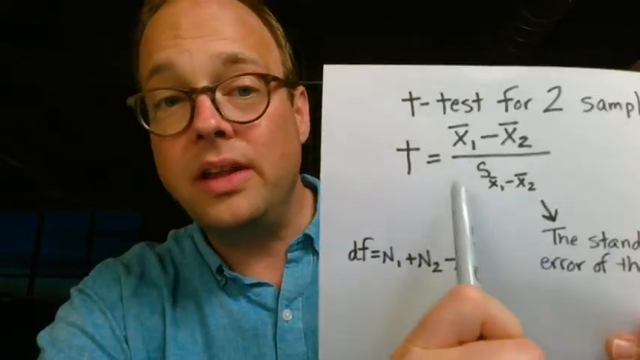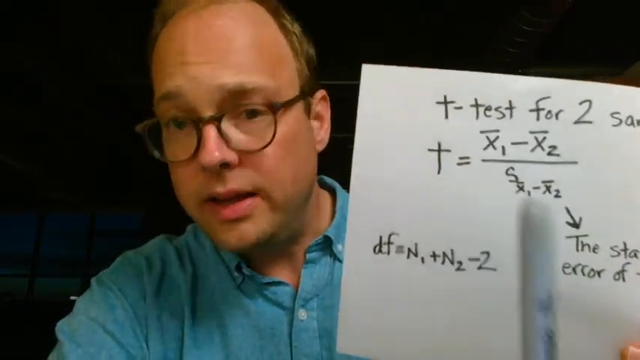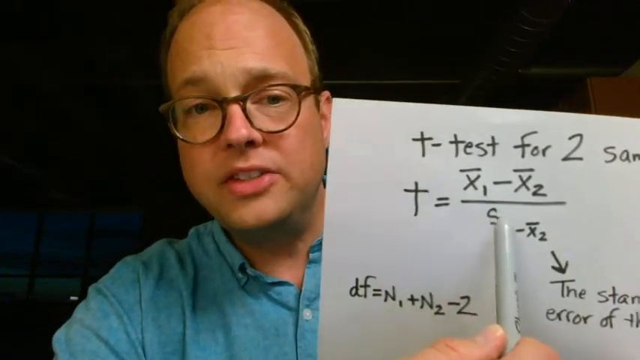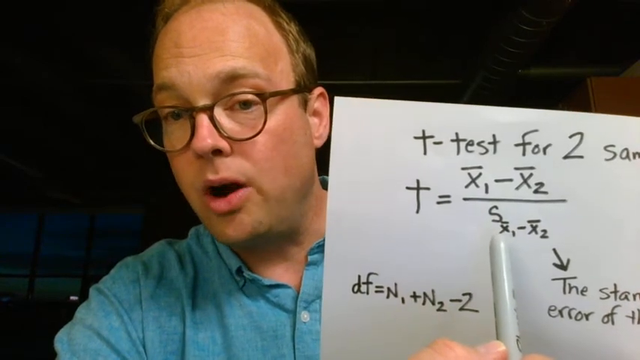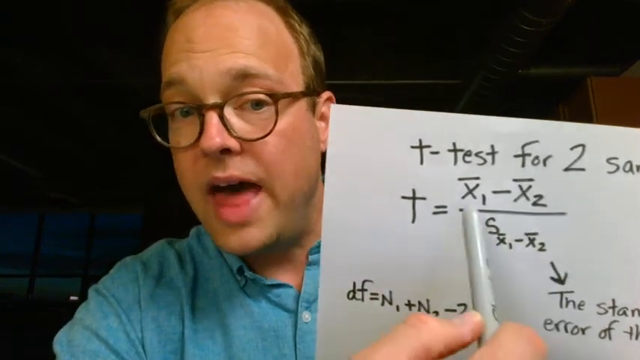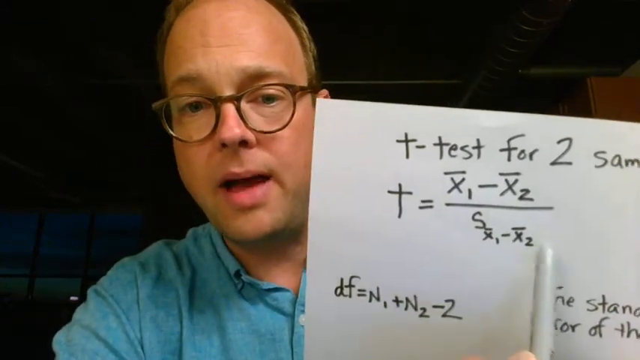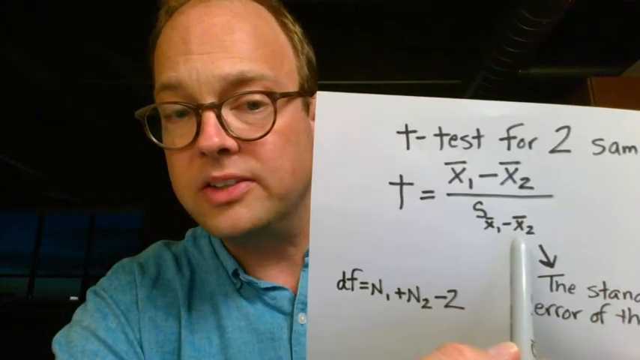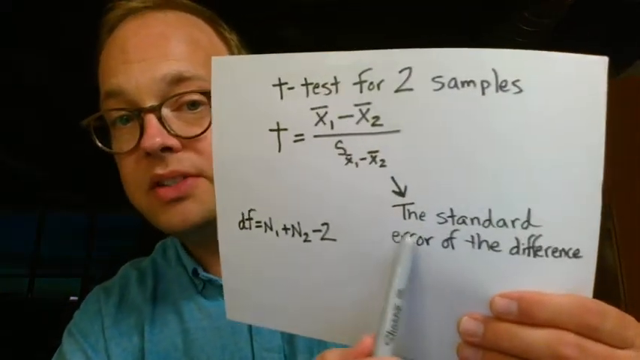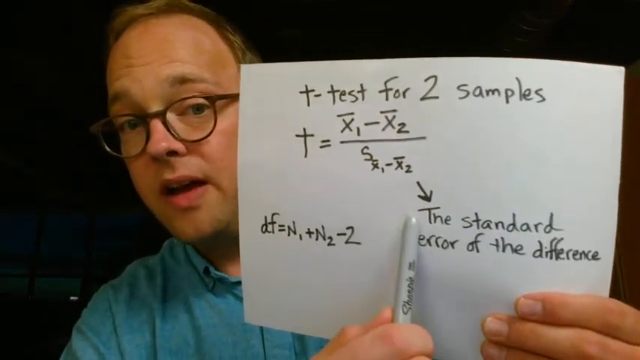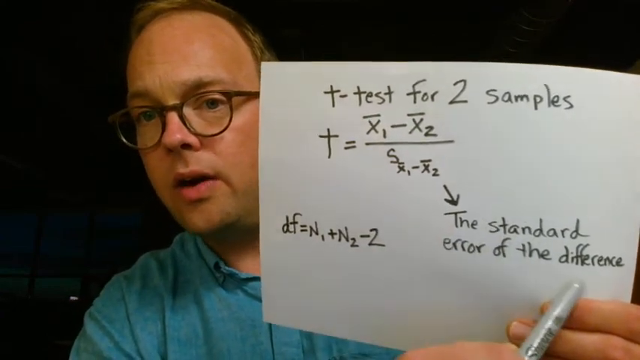Now, this symbol looks pretty complicated, but it's really not. I want to point out very clearly that this denominator, even though you see a lot of parts, S sub x bar 1 minus x bar 2, is just one symbol. So please commit that to memory. S sub x bar 1 minus x bar 2, this is one symbol. What that symbol represents, its technical name, is the standard error of the difference.